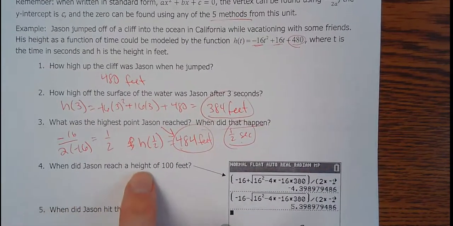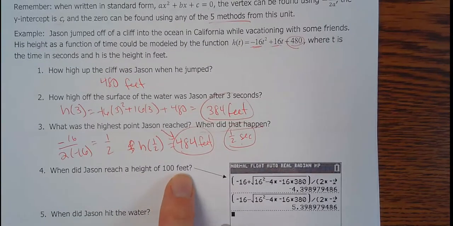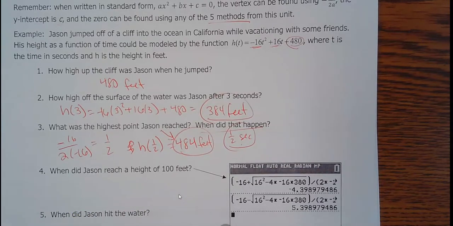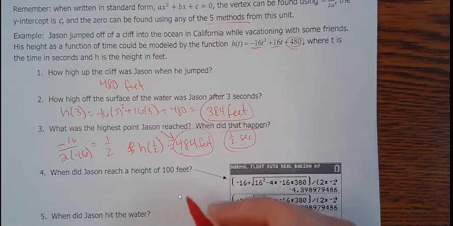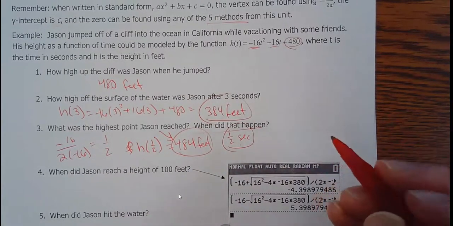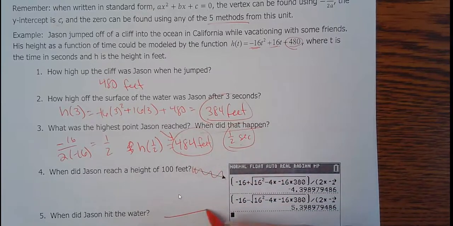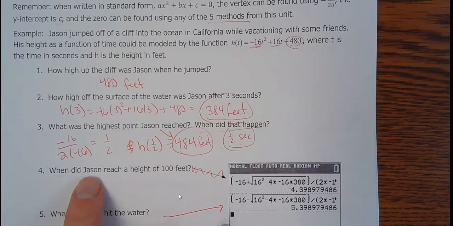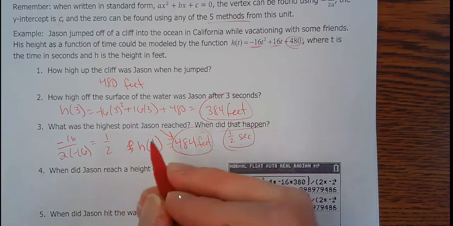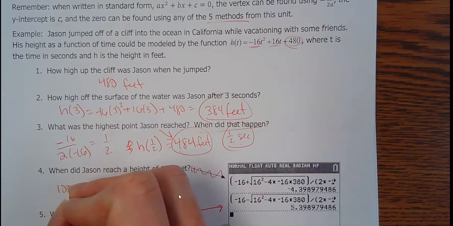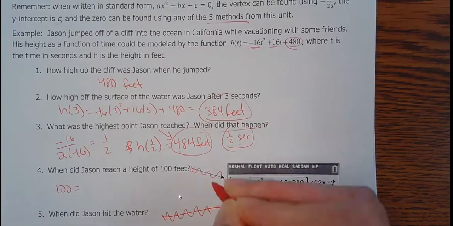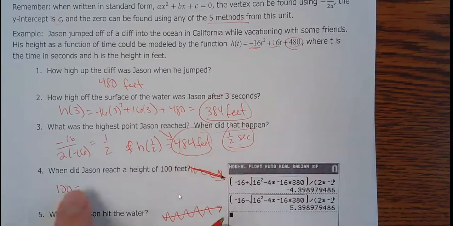When did Jason reach a height of 100 feet? Sorry, this arrow's in the wrong spot. Yeah, the arrow should be over here. I think when I copied this over, the arrow was not in the right place. When did Jason reach a height of 100 feet? Well, I'm going to plug 100 in for the height. Actually, no, that was right. I'm sorry. This is correct. We are doing this because I'm plugging 100 in.